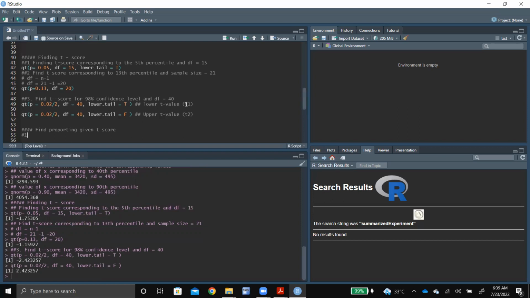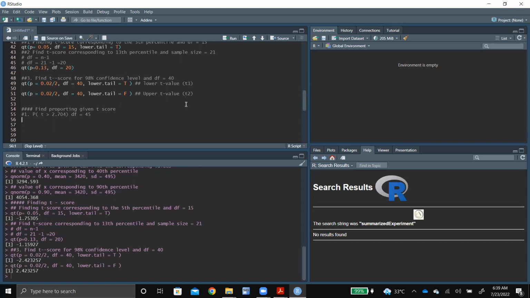So for example, I want to find the proportion of t greater than 2.704, and we need to know the degrees of freedom. The degrees of freedom is equal to 45. To solve for this, we can again use the formula of P of t. Since we are finding proportion, we are not using QT. Q is for quantile, P is for probability or proportion. So P of t, now we have the quantile value, that is Q is equal to 2.704.